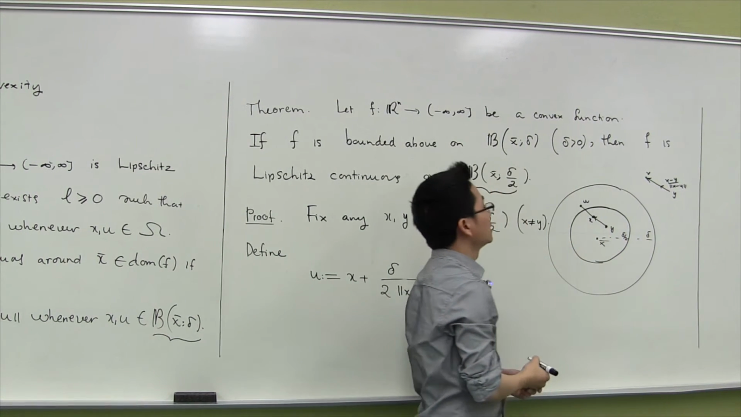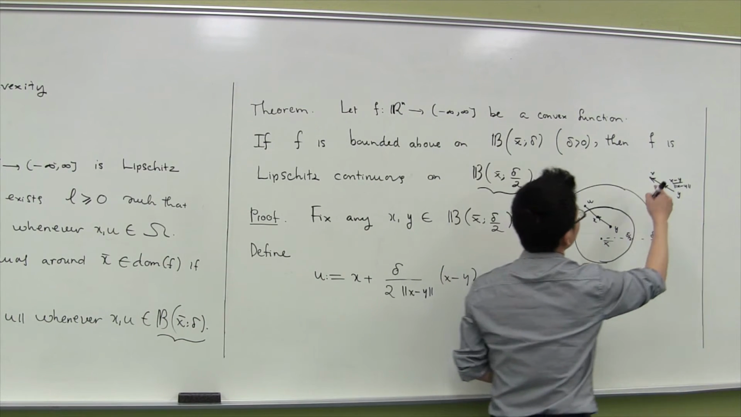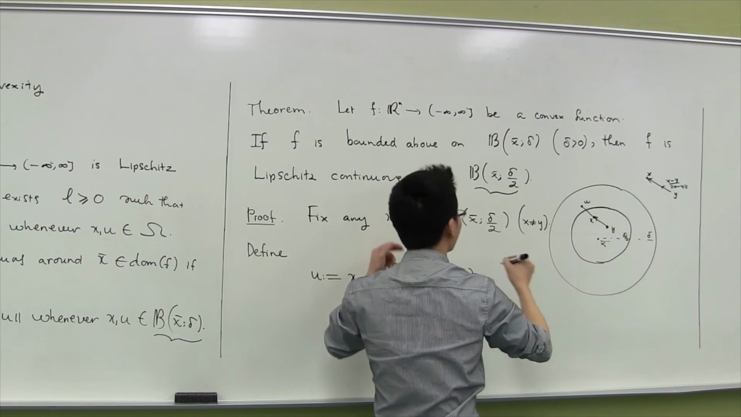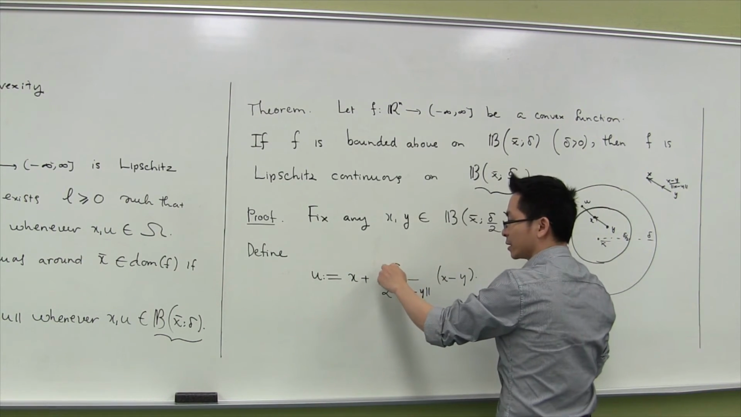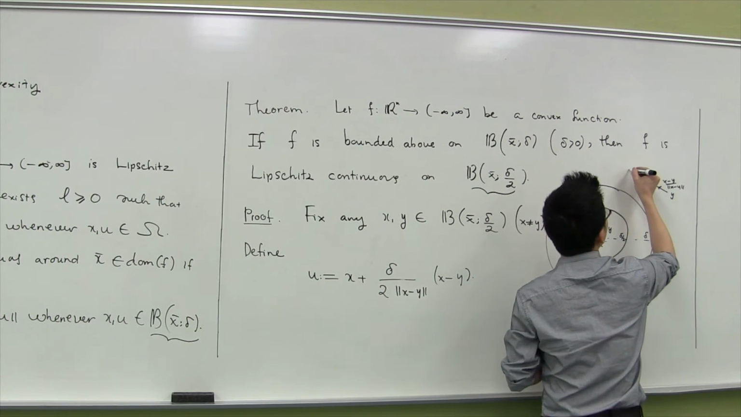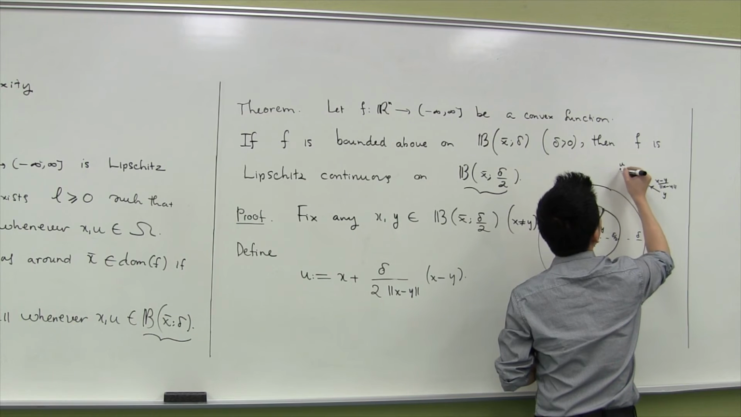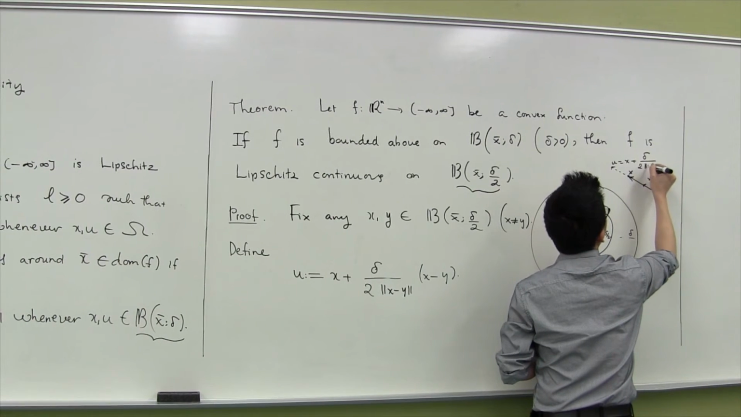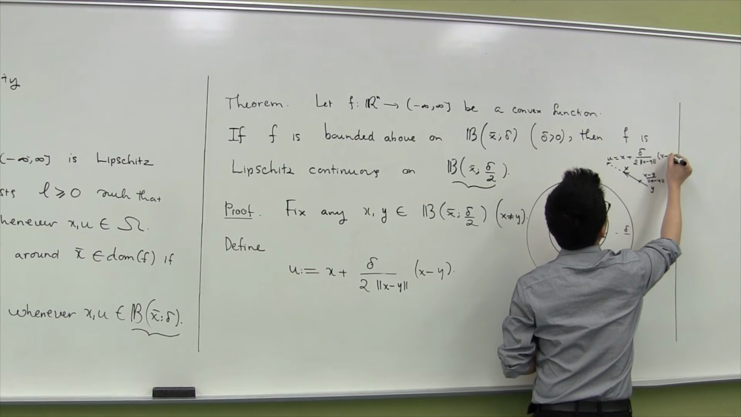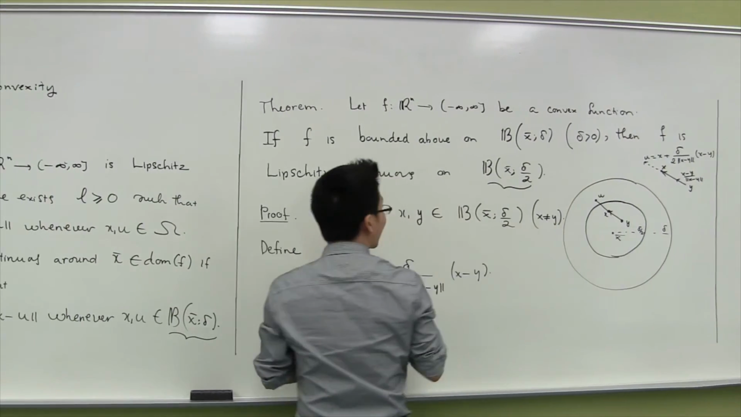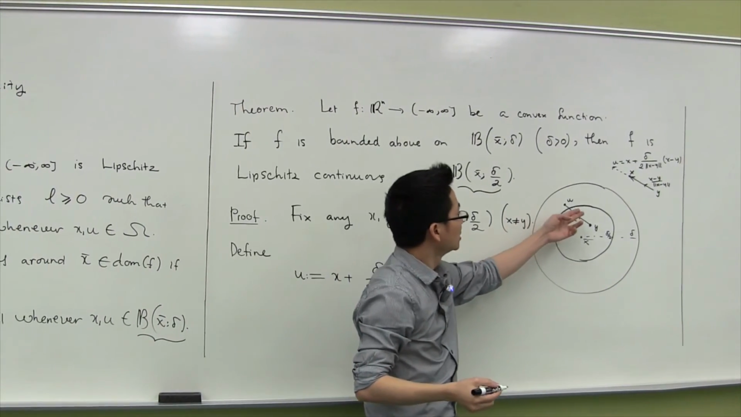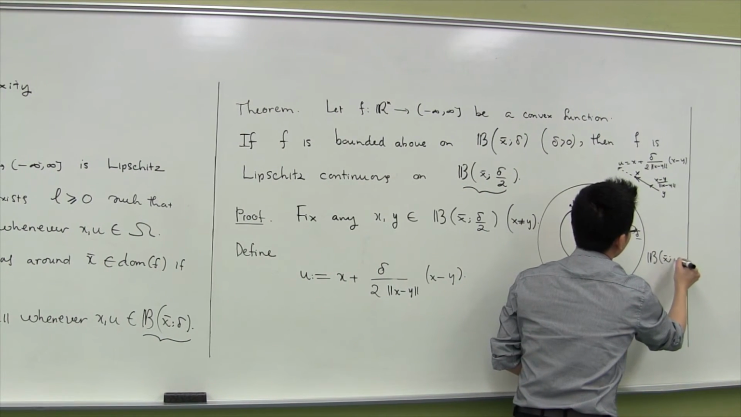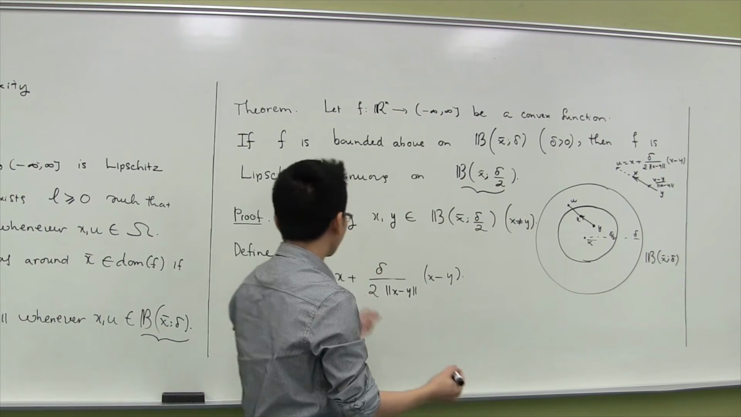Okay, then starting from x, we move a little bit by using the constant delta over 2. Okay, so this is actually u, which is x plus delta over 2 times norm of x minus y times x minus y. Okay. Then, as you can see in this figure, u is still in the ball with center at x bar and radius delta. How come this is true? We can see from here.